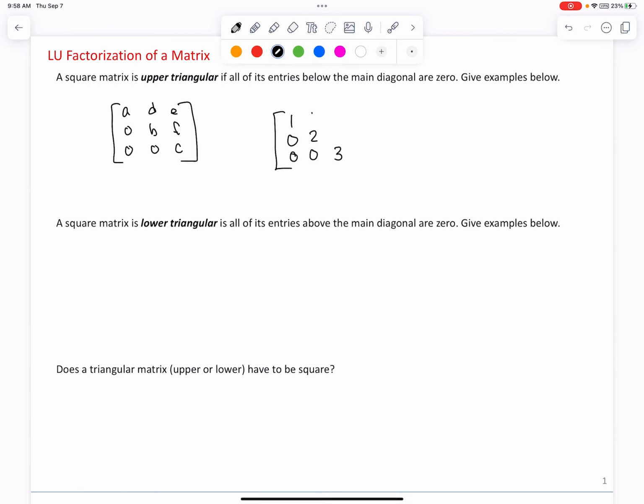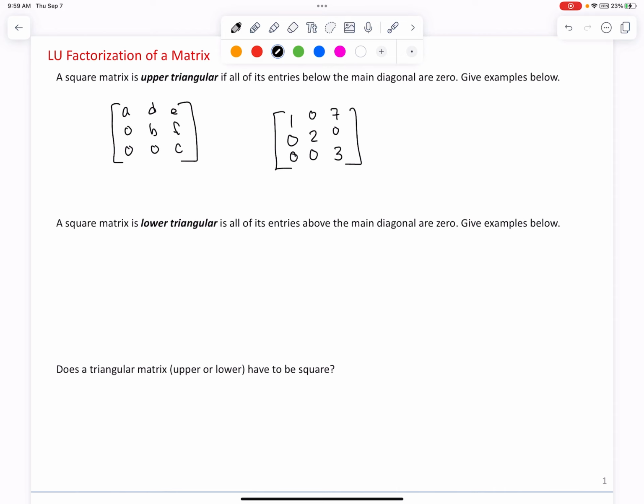And then if I were to also put zeros above the main diagonal, then this would also be called an upper triangular matrix. Notice it is also a diagonal matrix in this case. However, as soon as I change one of the zeros above to something else, such as a 7, then this is no longer a diagonal matrix, but it is still an upper triangular matrix.